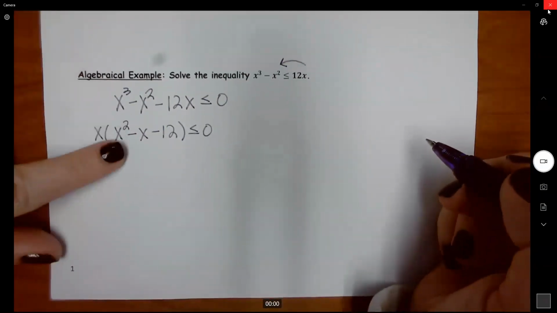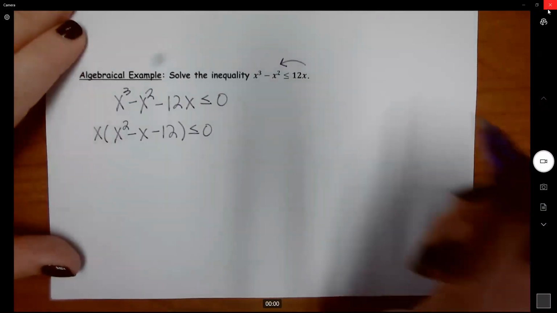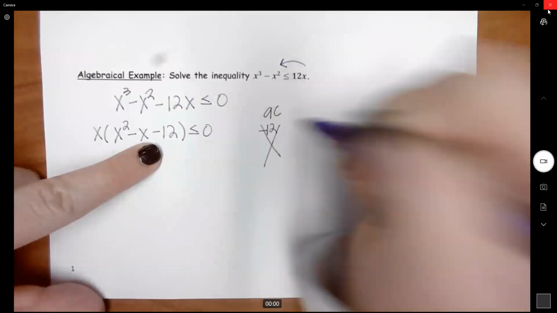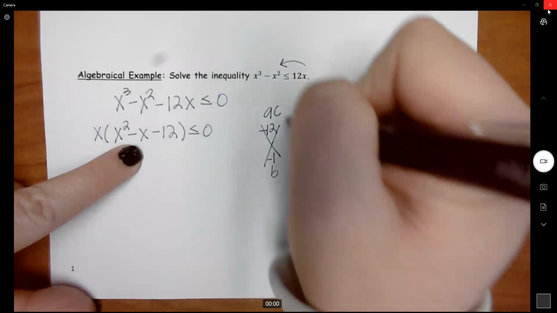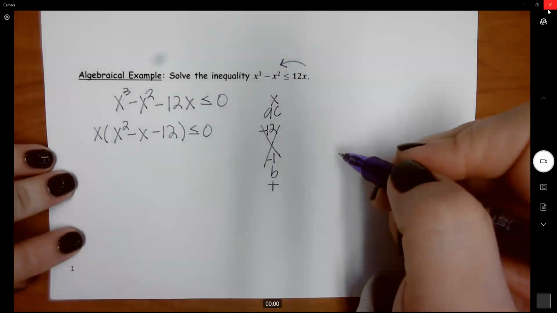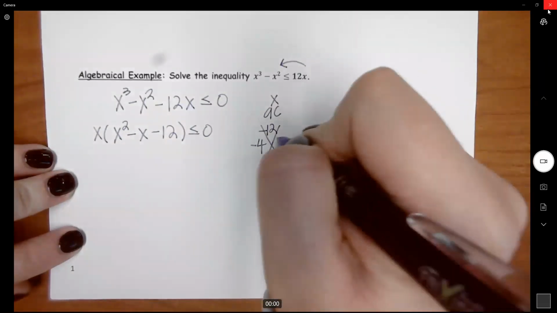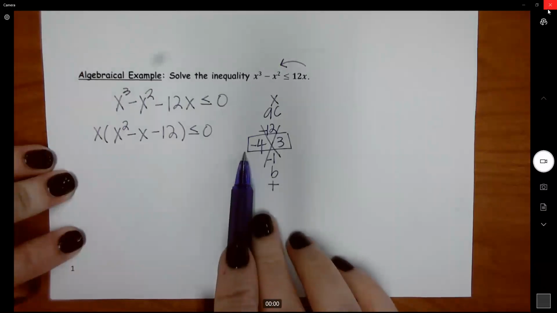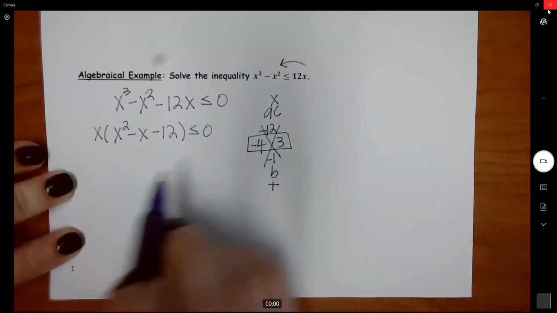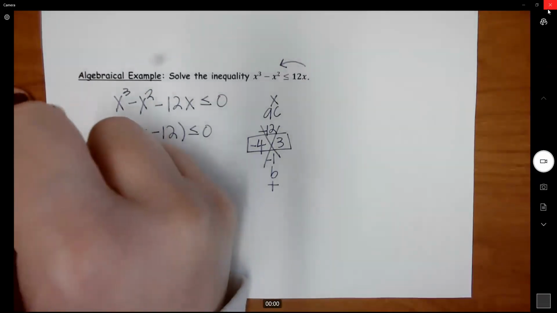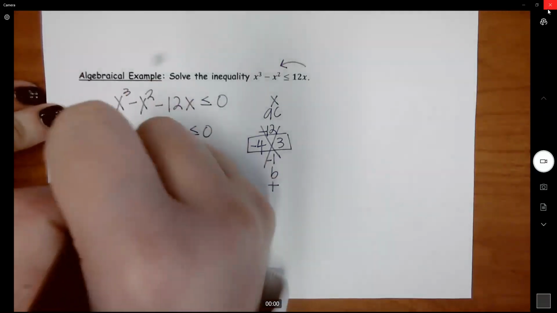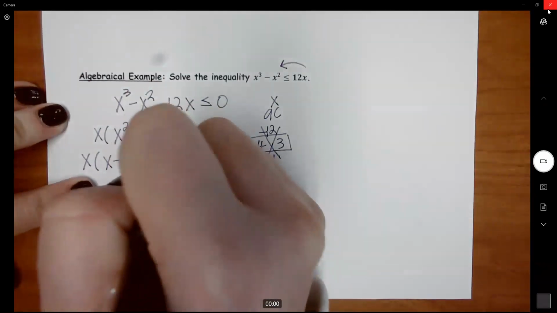So now I can factor this remaining quadratic. My a times c is 1 times negative 12, and my b term is this negative 1. What multiplies to ac but adds up to b? That is negative 4 and 3. Negative 4 times 3 gives me negative 12, and when I add those two numbers, I get negative 1. Because this is an easy trinomial, I'll bring down my x, and this simply is what it factors to be. So this is x times (x minus 4) times (x plus 3).